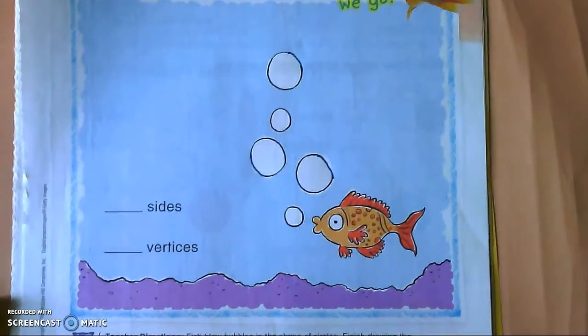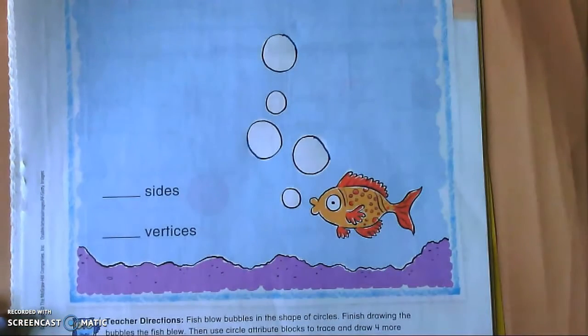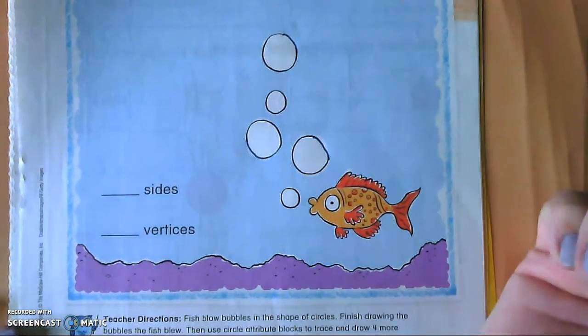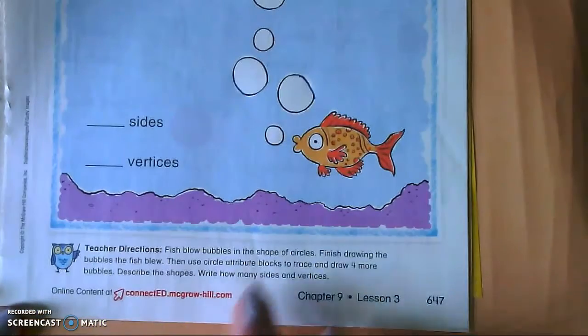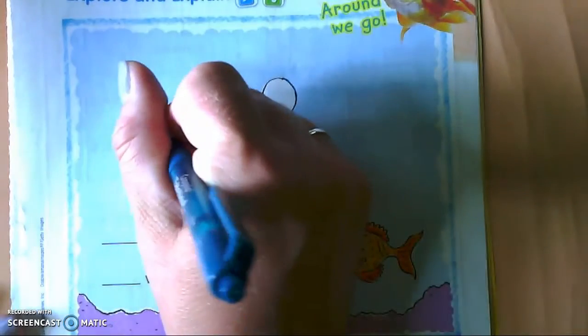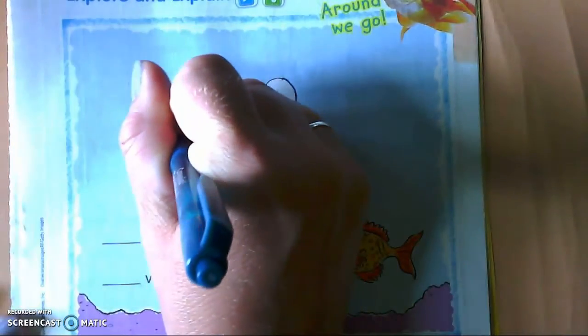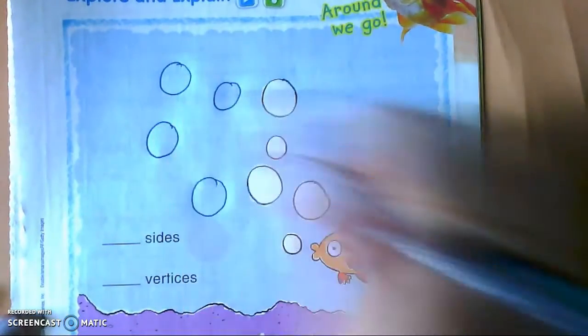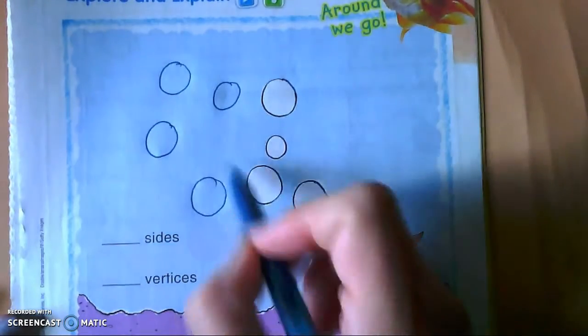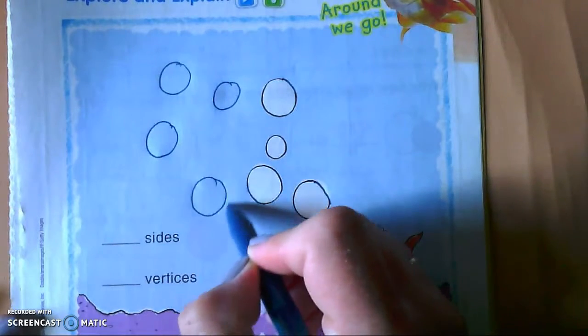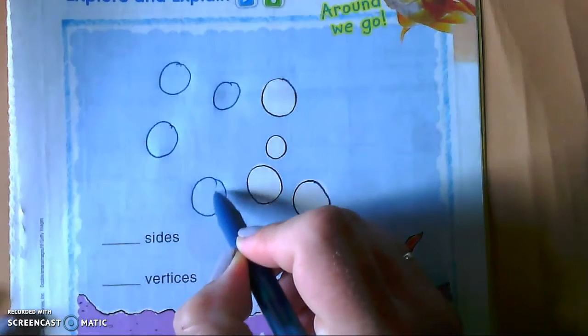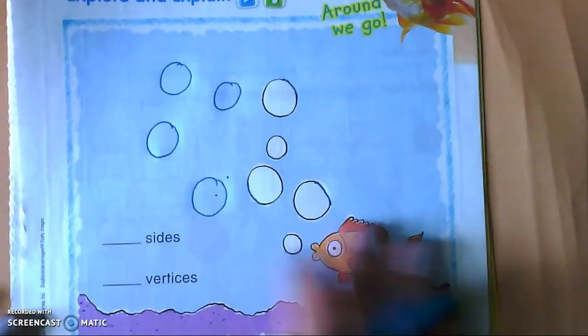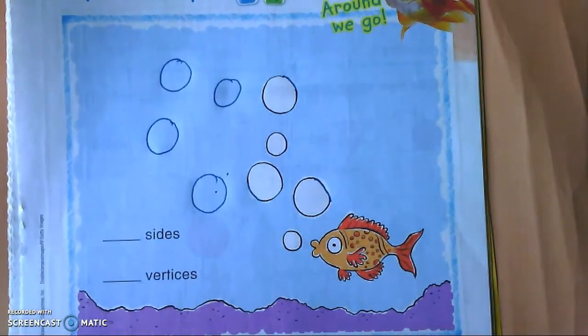Now, even though we don't have our attribute blocks, we still can draw some more circles. So down here at the bottom, it says to draw 4 more bubbles. So I want you to draw 4 more bubbles here. 1, 2, 3, 4. Now when you drew the bubbles, you had to make sure that your circles are closed, which means there's an inside and an outside, that there's no openings in your bubbles.